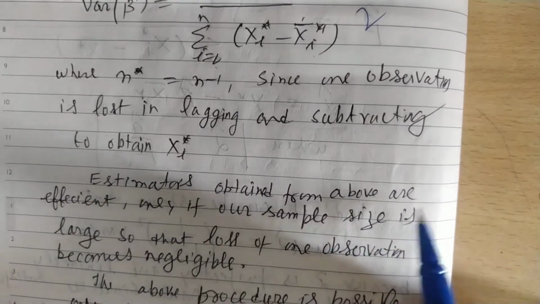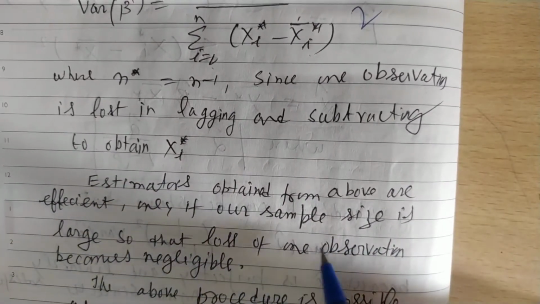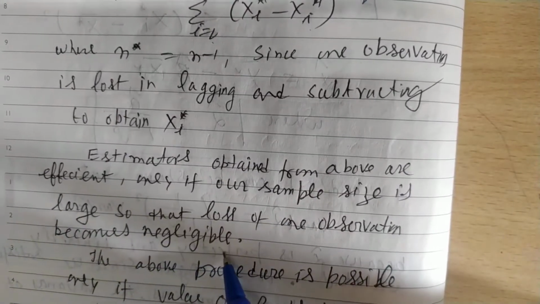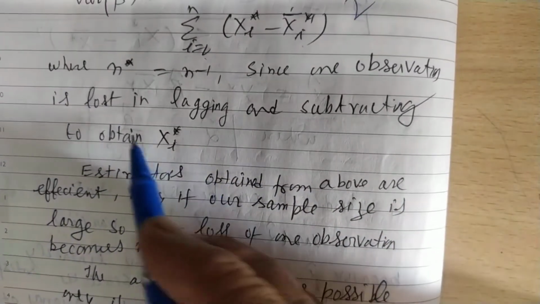Estimators obtained from the above are efficient only if our sample size is large, so that the loss of observation which we have lost from lagging becomes negligible.